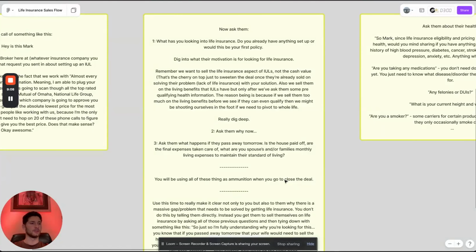Really dig deep here. It's extremely important because if they give you objections down the road, you can tie back to say, hey, you told me that your wife is going to be homeless if you don't get this policy. So what really is there to think about? Just as an example. Just like I said, you're going to be using all these things as ammunition when you go to close the deal. So really use this time to make it clear, not only to you, but also to them, why there is, in fact, a massive gap or problem that needs to be solved by getting life insurance.